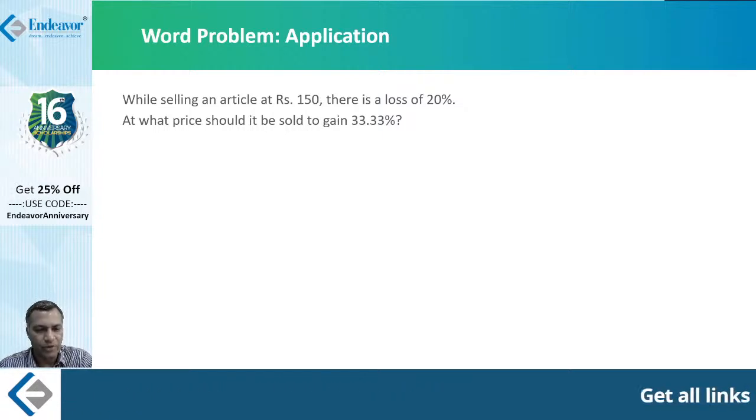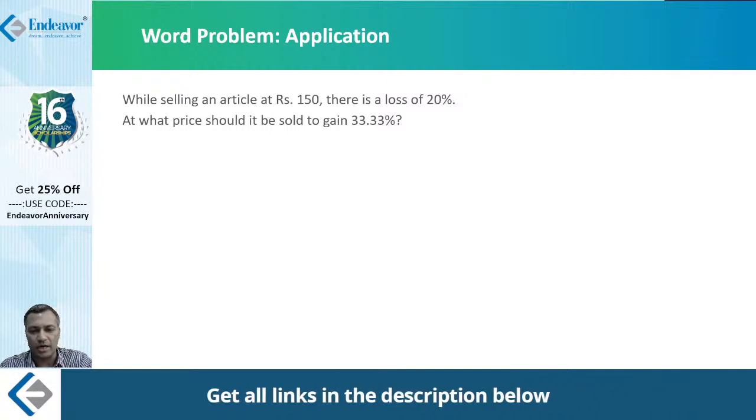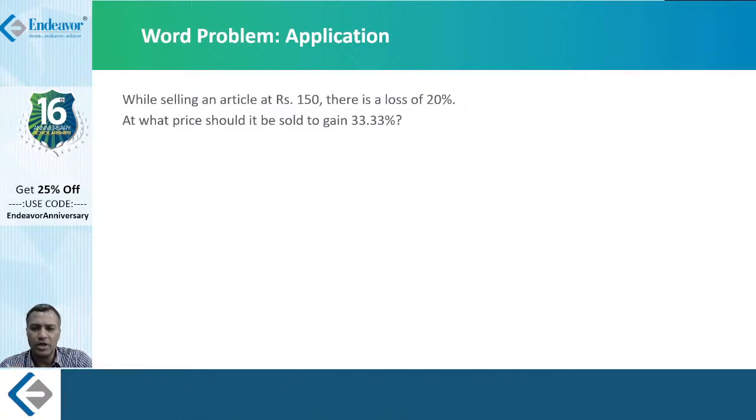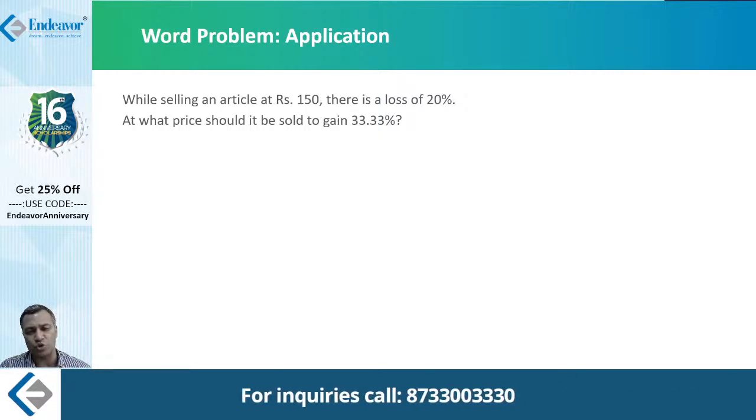Let's try and understand: while selling an article at 150, there is a loss of 20%. At what price should it be sold to gain 33.33%? Pretty simple question. What most of them do in this question is try and find out the cost price. That is not required, my friends. Put it to perspective first.